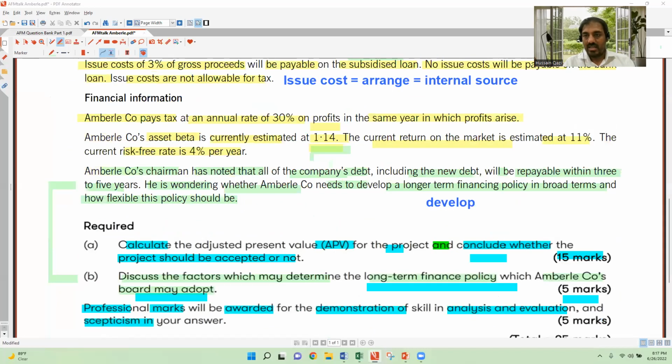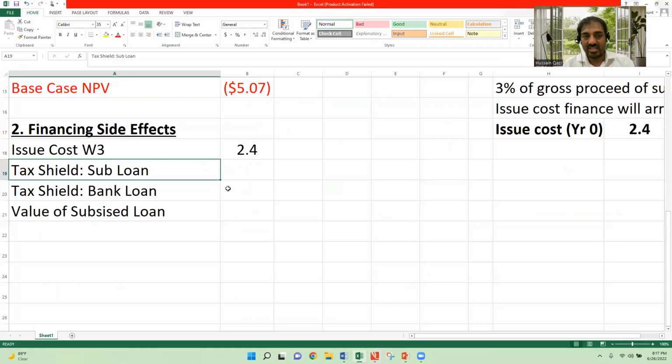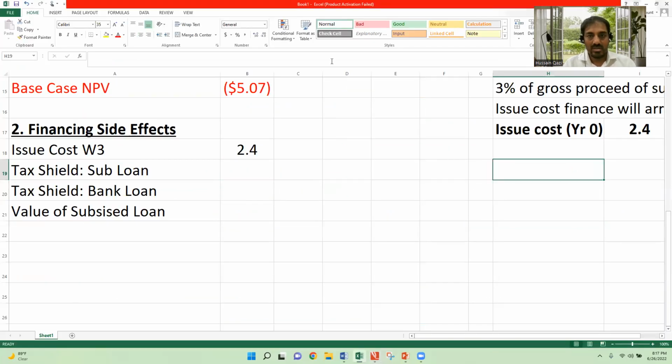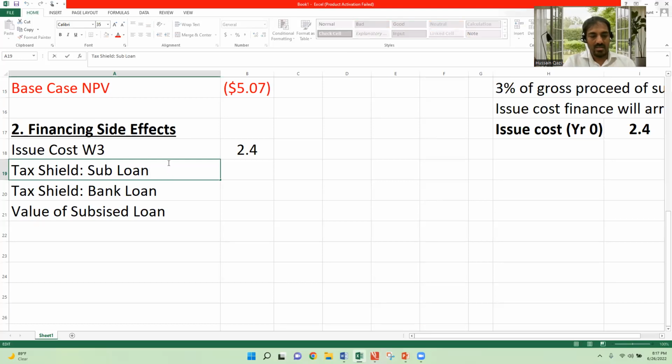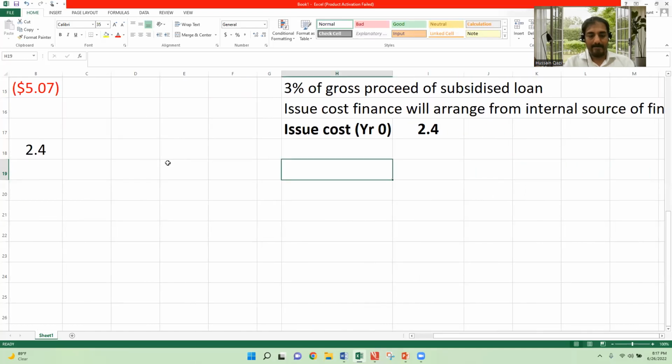Another question: tax savings from issue cost. In the question, it's mentioned that issue costs are not tax allowable. That's why we haven't adjusted the tax. Now, working for the tax shield for the subsidized loan.